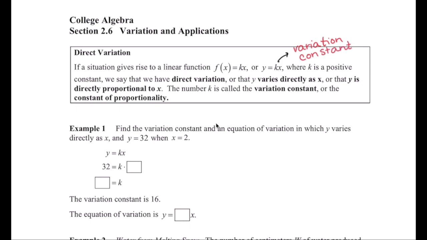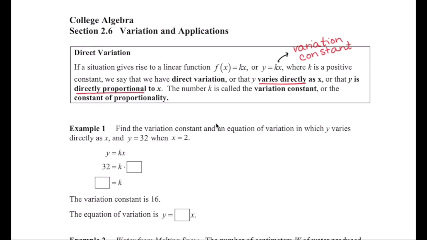Some words that you might see that would indicate to use this equation are: y varies directly as x. Another key phrase: y is directly proportional to x. And the k is called the variation constant or the constant of proportionality. In these problems, they're going to give us some words in a sentence, and there are context clues we need to pick out in order to determine which equation we're going to use, which is why I underlined varies directly or directly proportional.